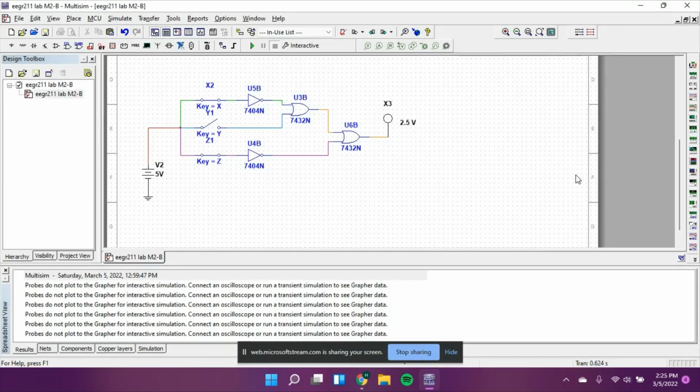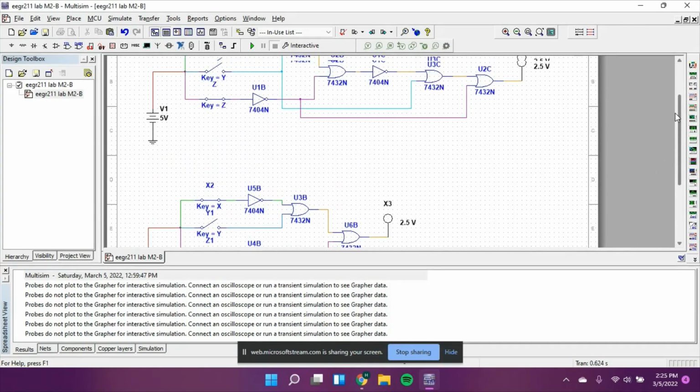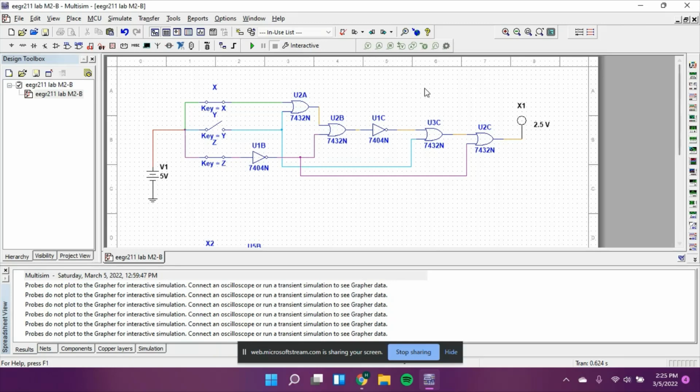I will now be showing you the simulations, or the schematics, using Multisim. So this first one, this big, very complicated schematic, is the given equation. I used a switch for each input. The top one is x, the middle one is y, and the bottom one is z.